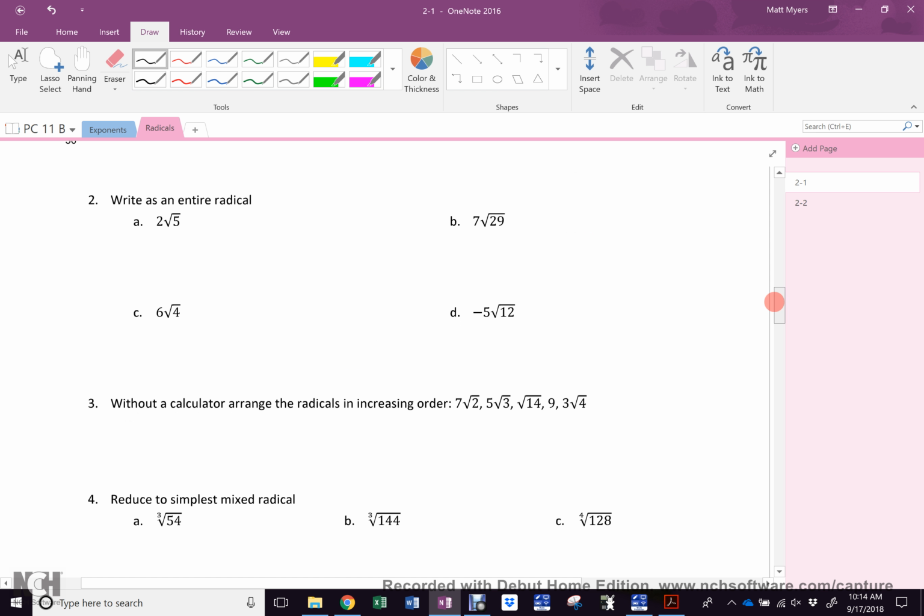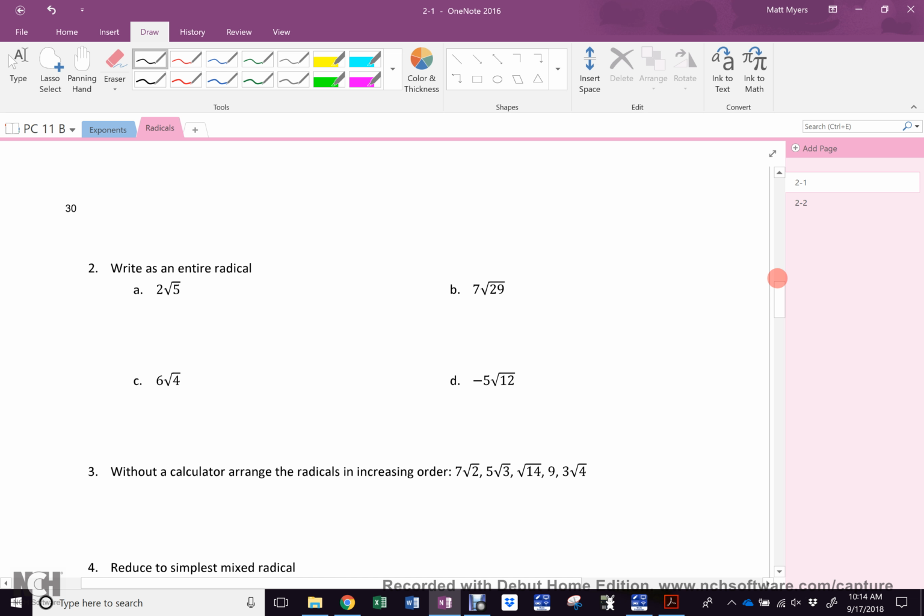Turn the page over. Now we're going to go the other way. Write as an entire radical. What does that mean? No coefficient.